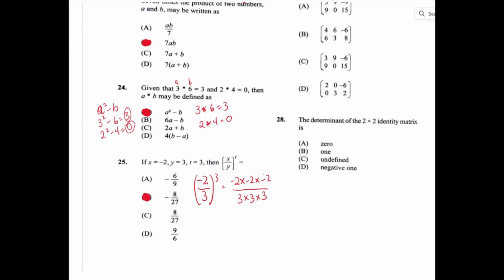I want you all to notice that one of the answers is 6 over 9, which is 2 times 3 and 3 times 3. So they're testing to see if you know that if you put the power of 3 up here, it means multiply by itself 3 times as opposed to multiplying by 3.